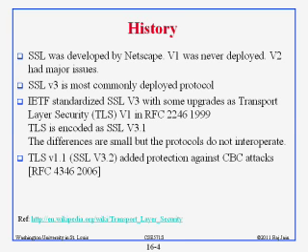After TLS version 1 in 1999, version 1.1, which is encoded as SSL version 3.2, was done in 2006. That added protection against CBC attacks. There were some CBC attacks that were discovered in the meantime, so that was protected here. And then there is TLS version 1.2.